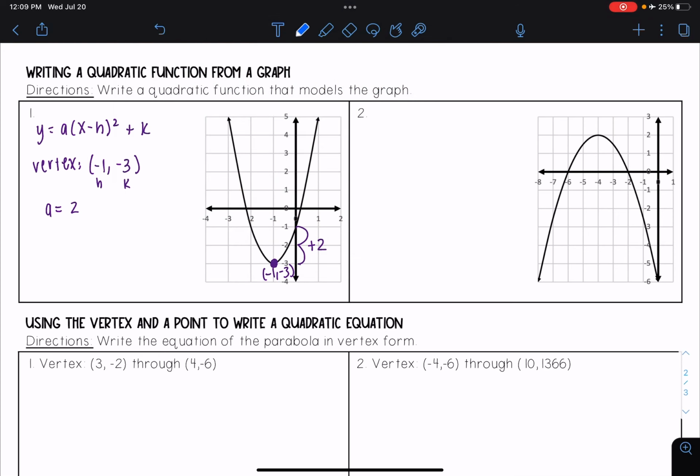So plugging that all into my vertex form, I get that y is equal to a, which is 2, times x minus my h value, which is -1, squared plus my k value, which is -3. And simplifying that out, I get that y is equal to 2 times x plus 1 squared minus 3.